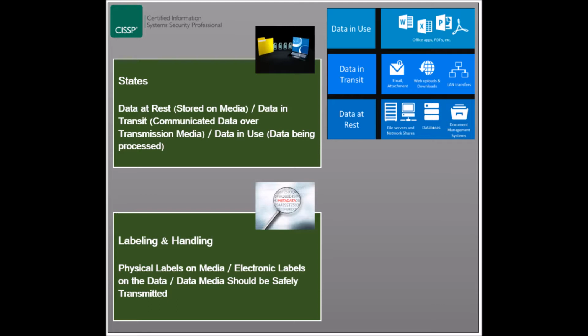Labeling data includes attaching physical labels, for example to tapes, or adding electronic labels such as watermarks or metadata, which is usually identifiable by data loss prevention solutions. It should be noted that with time, the data class might change as the information could become unclassified, so the labeling should reflect this change as well.